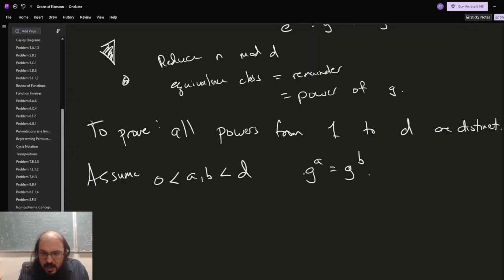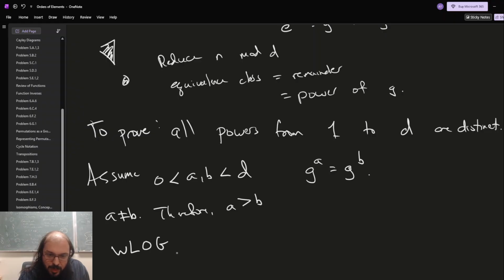Now, of course, if a and b are already equal, then this is not going to be any kind of contradiction. So we should also assume a is not equal to b, and therefore one of a and b is bigger. So how about we assume that a is more than b? This is what we call without loss of generality. In other words, if it was the other way around, I would switch the notation, but it wouldn't change the argument. So if a is greater than b, I can multiply both sides by g to the minus b. That gets me to the identity over here, and because of our exponent rules, g to the a minus b over here.